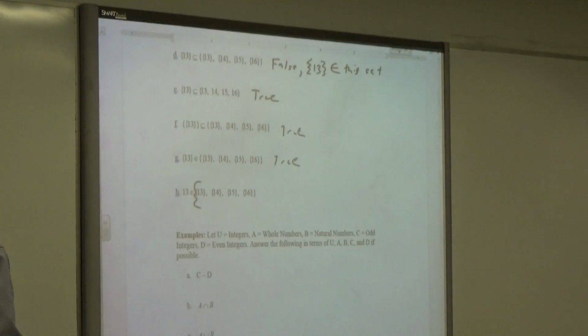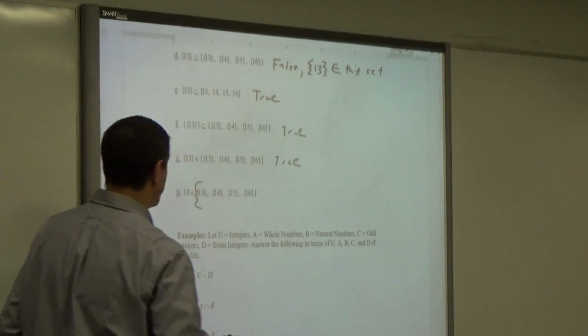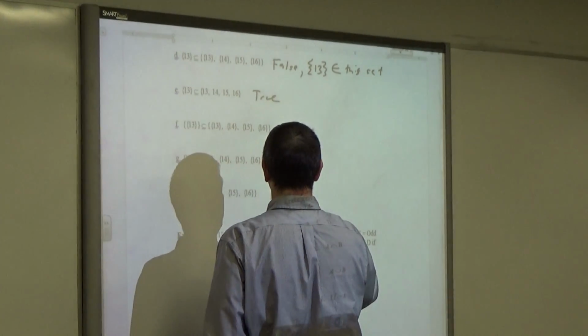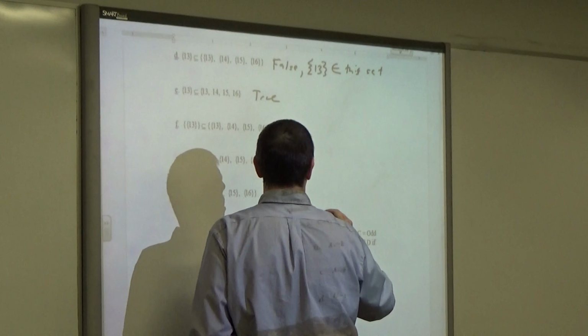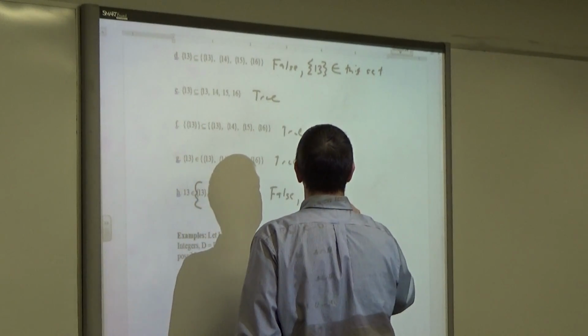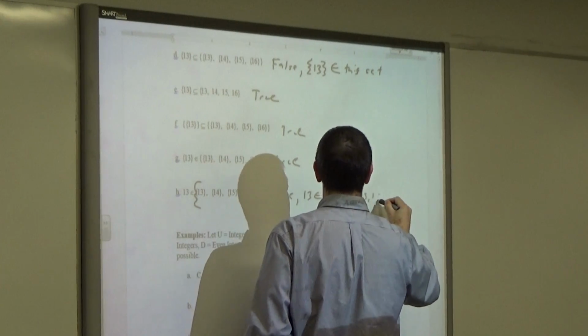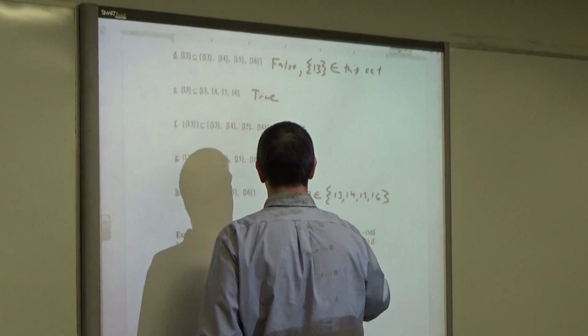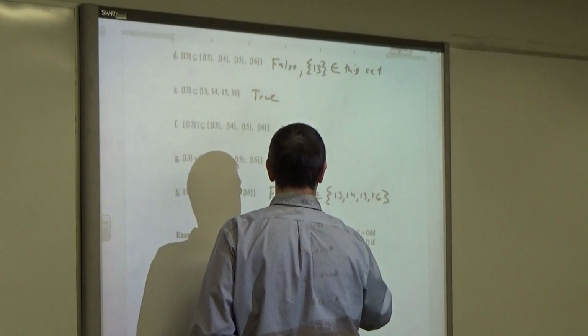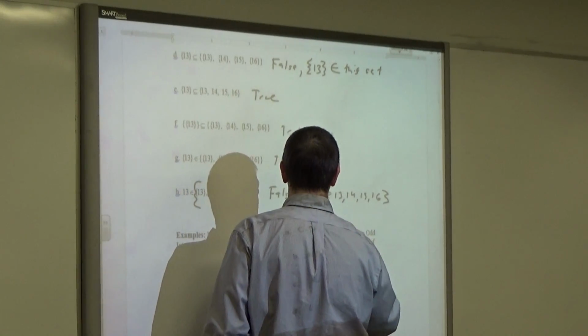Okay. And then the last question we have is 13 an element of set 13, set 14, set 15? It is not. It has to look identical to what's in there, and it does not. So false. Okay. 13 would be an element of 13, 14, 15, 16, okay, but not set 13, etc.